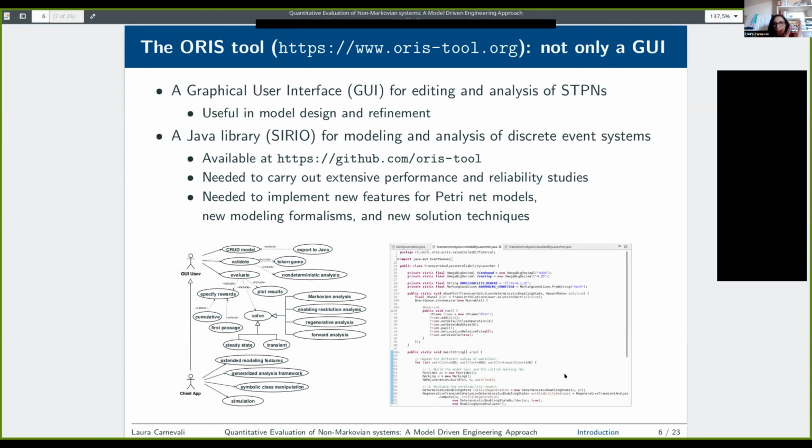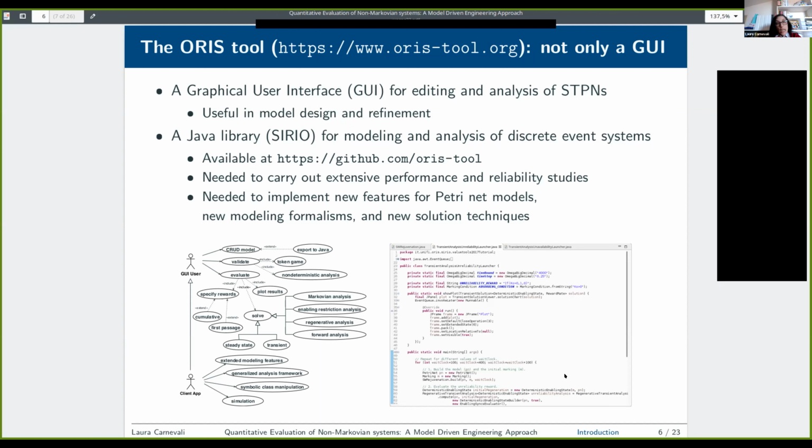We have non-Markovian models which provide expressivity to represent a large class of systems. We have solution techniques for their analysis, for their quantitative evaluation. And then we have tools and libraries which permit to carry out extensive parametric studies using this modeling and analysis methods. But still, this is not the end of the story.